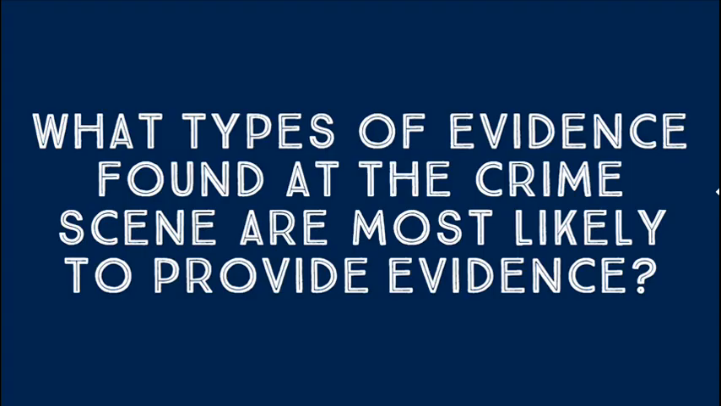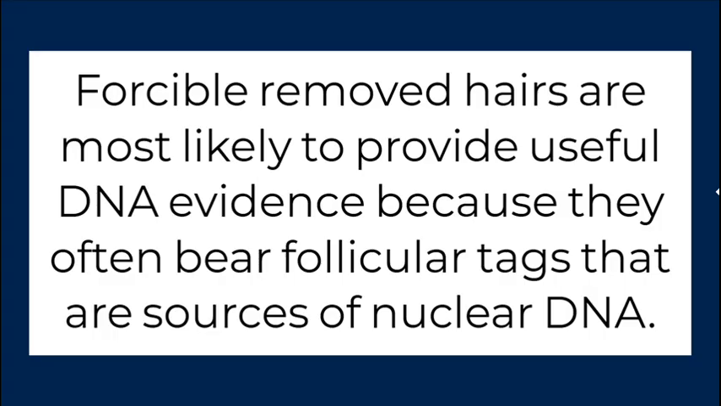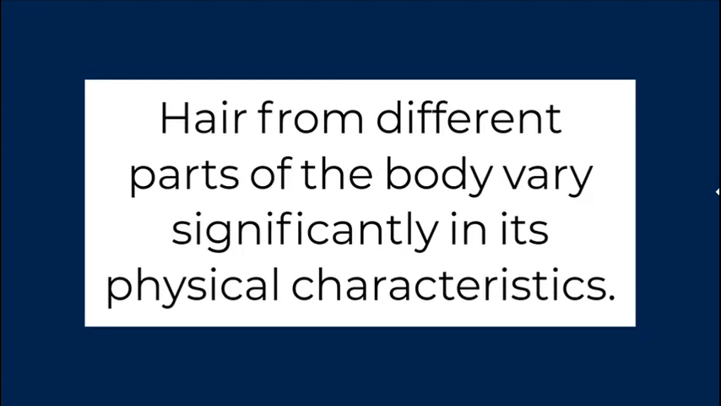What types of evidence found at the crime scene are most likely to provide evidence? Forcibly removed hairs are most likely to provide useful DNA evidence because they often bear follicular tags that are sources of nuclear DNA. Hair from different parts of the body varies significantly in its physical characteristics.